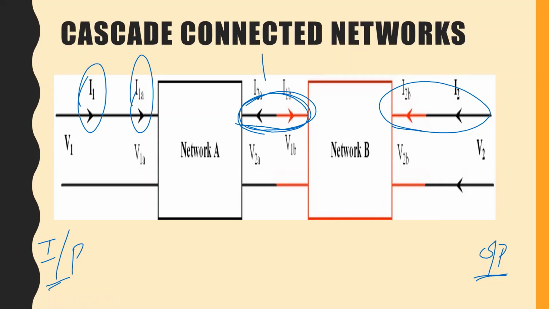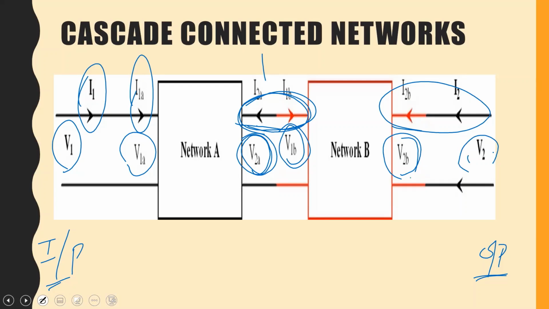For the voltages, V1 is equal to V1A. So V1 is equal to V1A. V2A, on the output side, V2A is equal to V1B. And for network B, V2B is equal to V2.